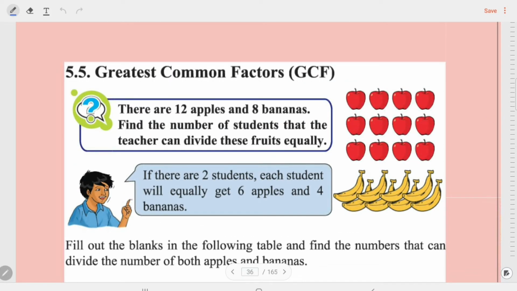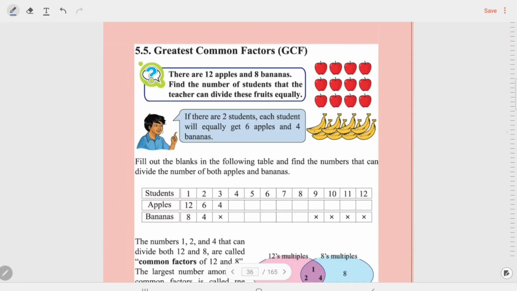Greatest common factor. What is GCF? Greatest common factor. There are 12 apples and 8 bananas. See here in the picture. These are 8 bananas. These are 1 2 3 4, 1 2 3 4 into 3 is 12. Find the number of students that the teacher can divide these fruits equally. If there are 2 students, each student will equally get 6 apples and 4 bananas. This is the greatest common factor problem.